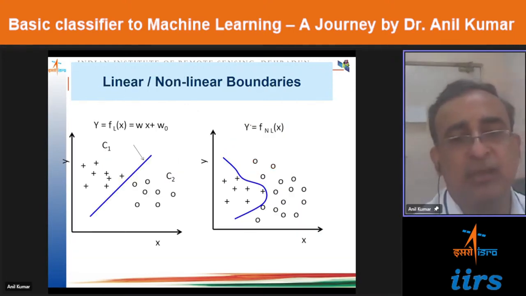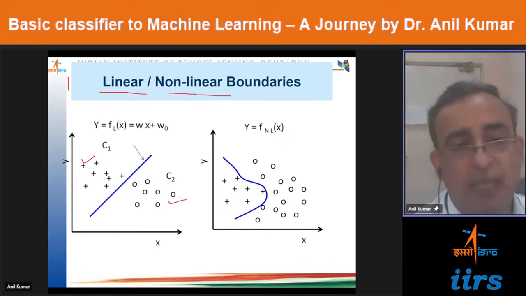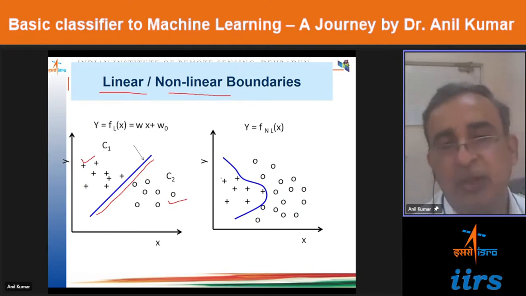Second, when we divide the objects in the feature space, we may have linear separation or non-linear boundaries. In this case, you can see the plus symbols are class 1 and the small circles are class 2, and you can draw a straight line. So this is a linear separation. The second situation in the feature space is non-linear boundaries. Here this is one class and this is your second class, and to separate them you have to draw a non-linear separation.